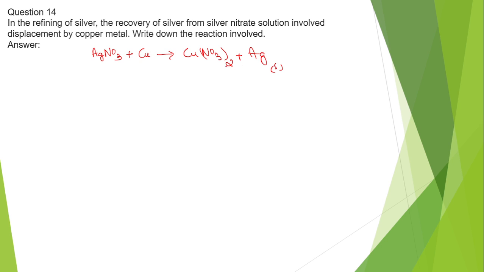How does the reaction become possible? Because copper is more reactive than silver. That is why it is able to displace silver from its salt solution. You know the reactivity series. The silver is below copper. So copper cannot displace silver from its salt solution.